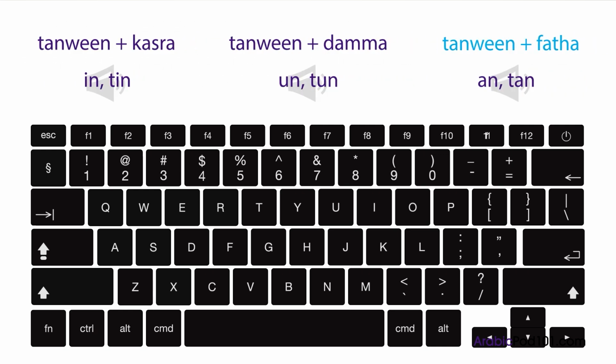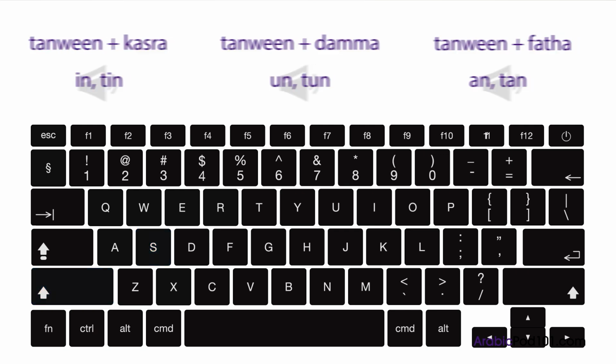To write a tanween with a fatha pronounced an or tan, you press Shift W. To write a tanween with a dhamma pronounced un or tun, you press Shift R. To write a tanween with a kasra pronounced in or tin, you press Shift S. Note that the tanween only occurs on the last letter of the word.